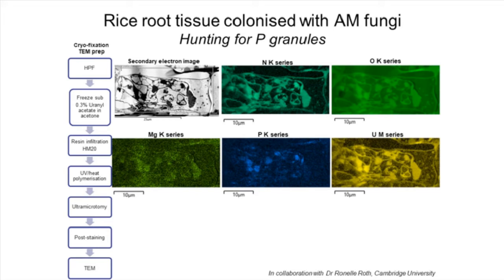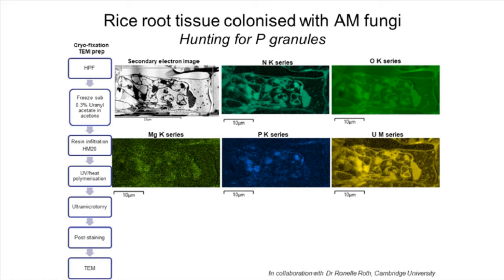With this next prep, roots were cryofixed by HPF and freeze substituted with 0.3% uranyl acetate in acetone, then infiltrated with acrylic resin and polymerized with UV light at -50 degrees. Freeze substituting water with solvents at sub-zero temperatures is a gentler process than dehydration at room temperature or on ice, and should result in less extraction of elemental components than a standard prep.